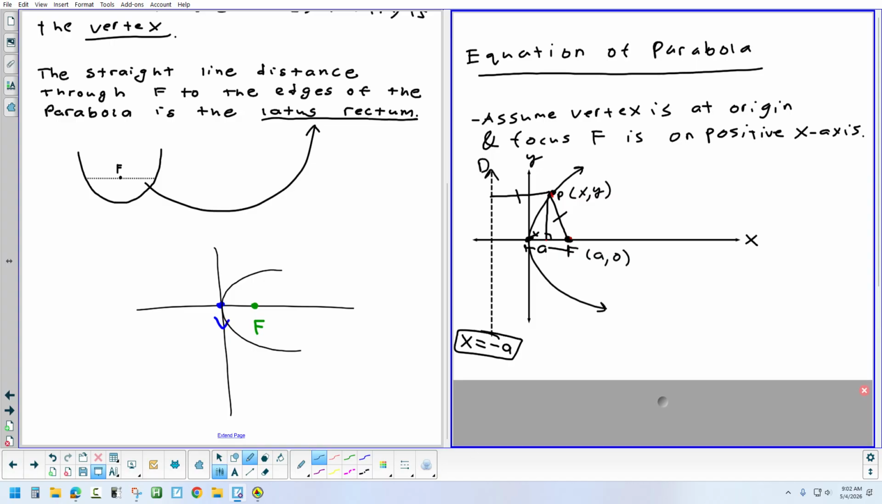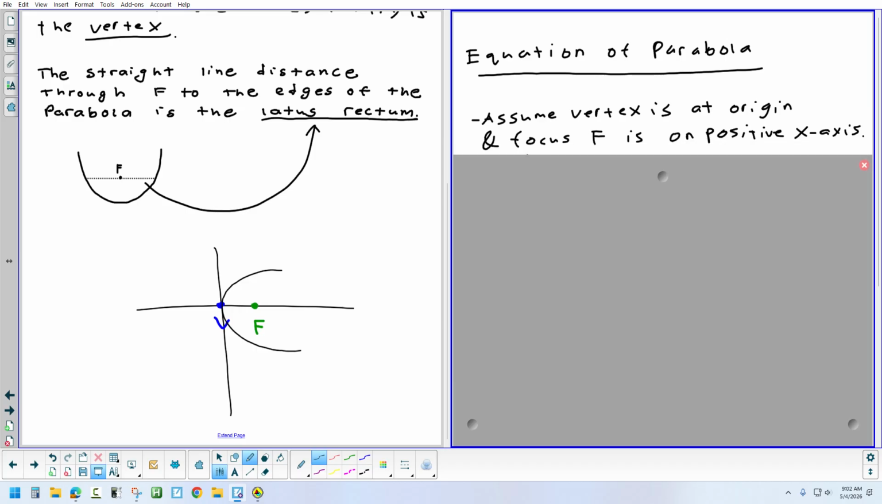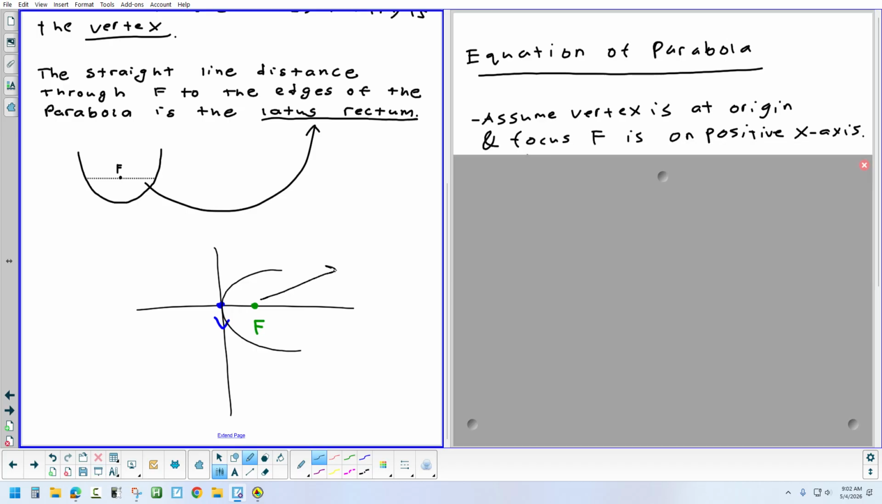The coordinate of the focus, let me write that down right here. This point would be A, comma, 0. A is the letter that we're going to use when we talk about the focus.